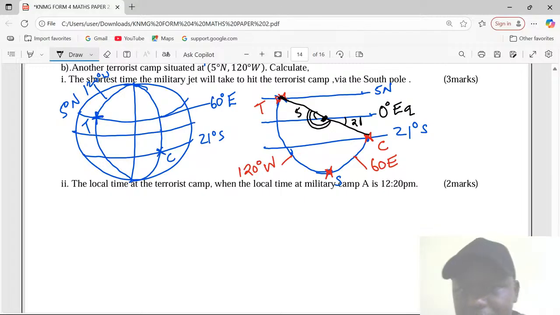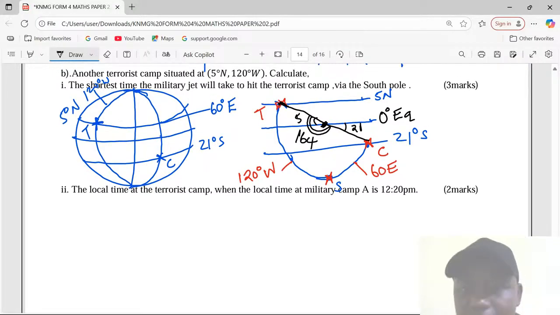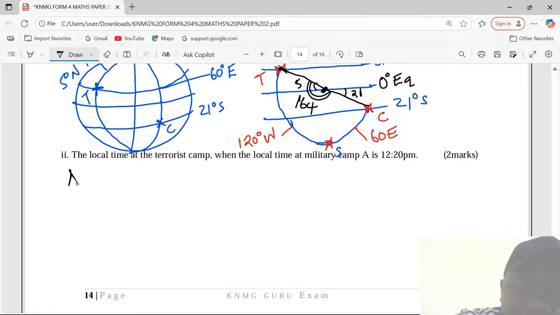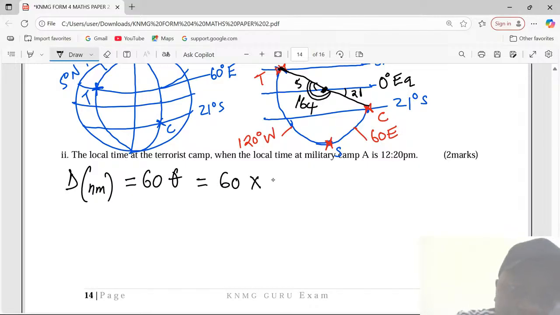So the total angle here shall be, we take 180, we subtract the 21, but we add 5, to get 164. So the angle here is 164. So in nautical miles, the distance shall be given by 60 times this angle. So 60 times 164, and this shall be 9840.